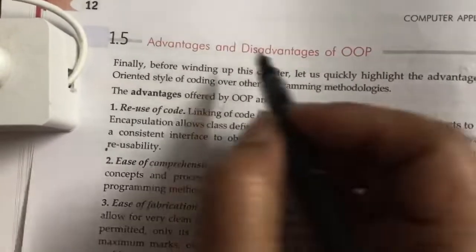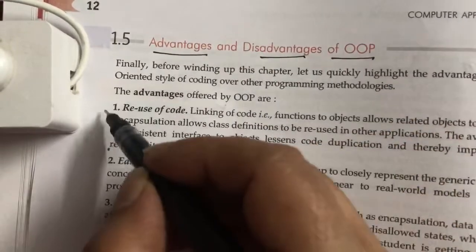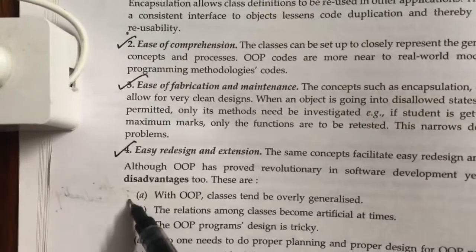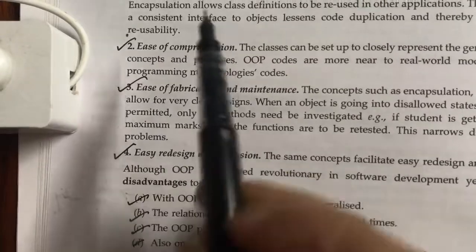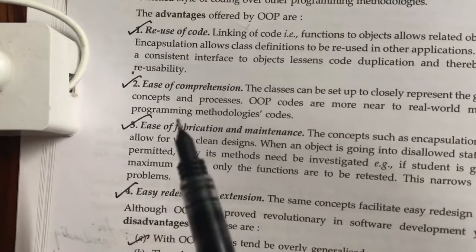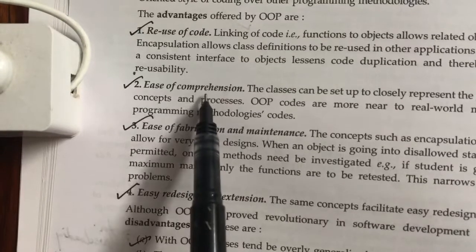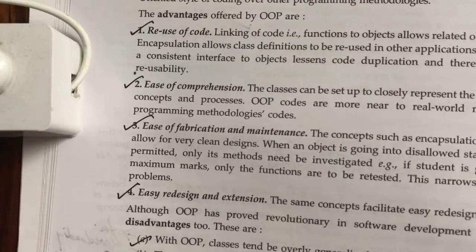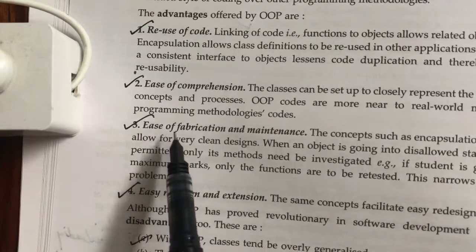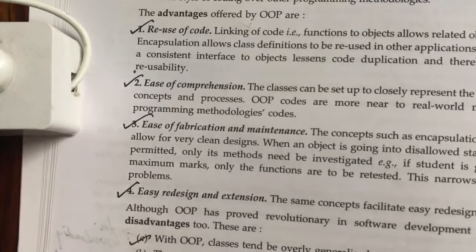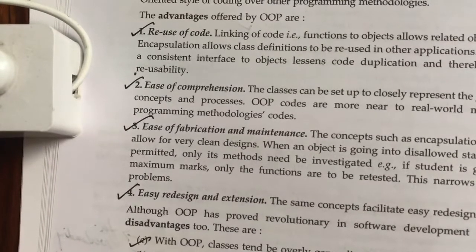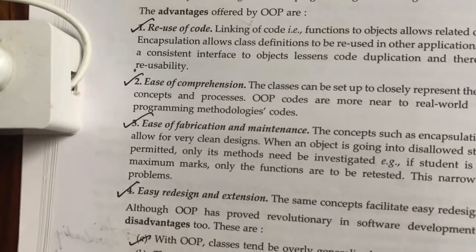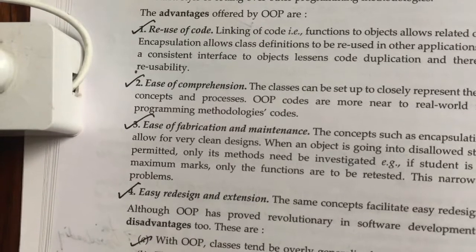Now in the advantages and disadvantages of OOP, you just have to learn these bold marks, nothing to go into detail, just learn these points. Reuse of code: you make it once and you can run it on any computer. Ease of comprehension, that is, they are nearer to real-world models than other programming methodologies. Then ease of fabrication and maintenance. Bigger programs can be broken down into smaller modules, and then you can design your program. Easy redesign and extension.